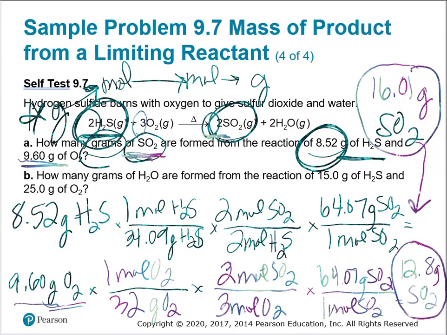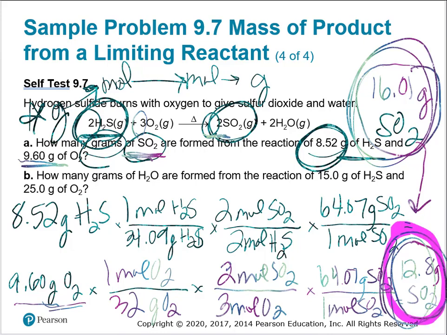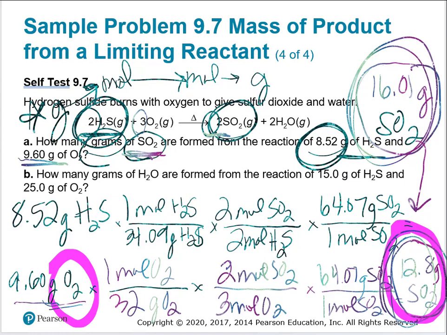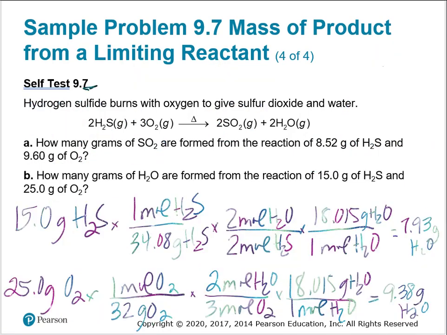So answer the question. Can we make 16.1 grams of SO2 or 12.8 grams of SO2? Well, we can only make the smaller number. Our limiting reactant here would be oxygen. It didn't ask for it, but we can only make 12.8 grams, not the 16. Let's look at part B.